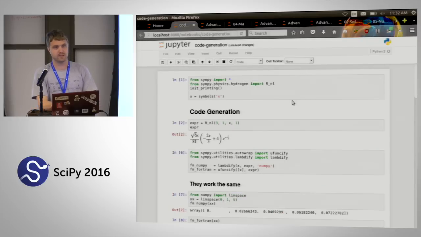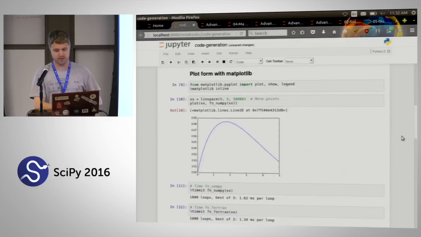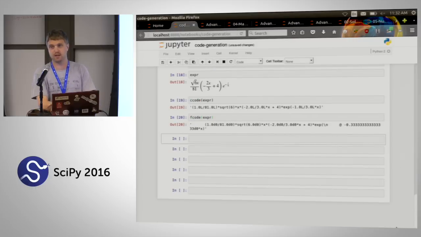And if you want to know more about this, you should come to my talk on Thursday. But SymPy supports tons of languages for code generation: C, Fortran, what else? LLVM, Julia, Octave, MATLAB. What am I forgetting? JavaScript, yeah. It's very extensible. So if there's a language you want to generate code for, it's not that difficult to add support for it.